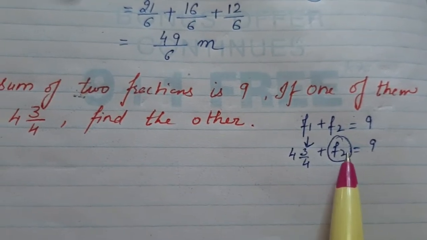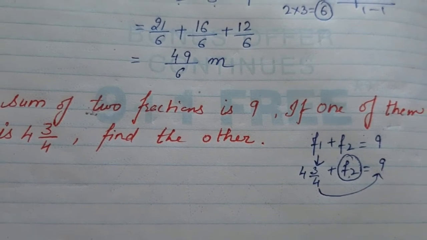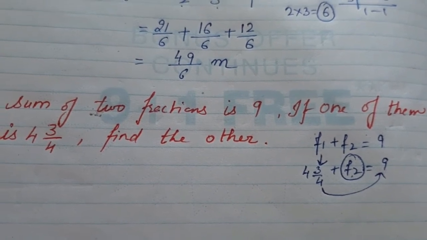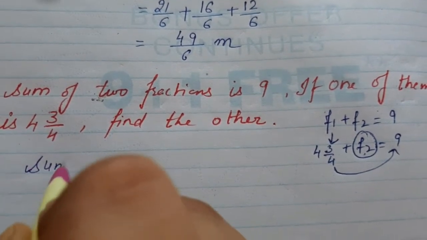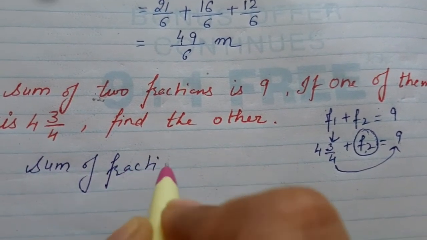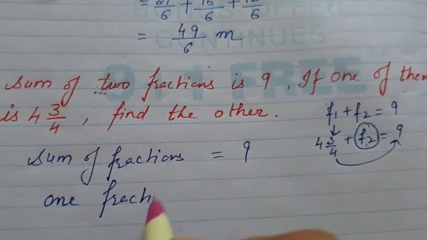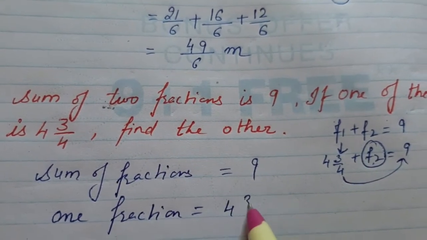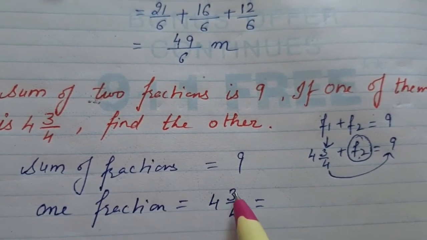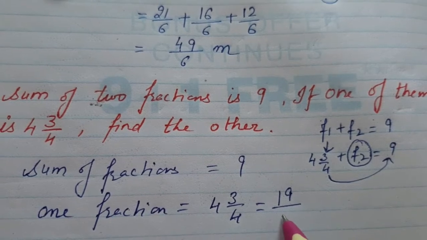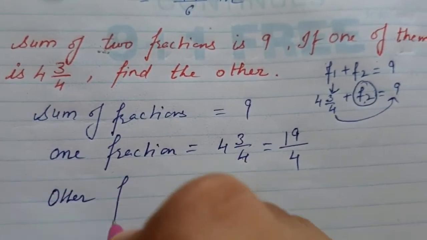So how we will find out the value of F2? We will subtract this value from 9 and then we will get the value of F2, the other fraction. Clear? So let us start. Sum of fractions, that is 9. One fraction is given, that is 4 and 3 by 4. Let us change it into improper. 4 4s are 16. 16 plus 3, 19 by 4.